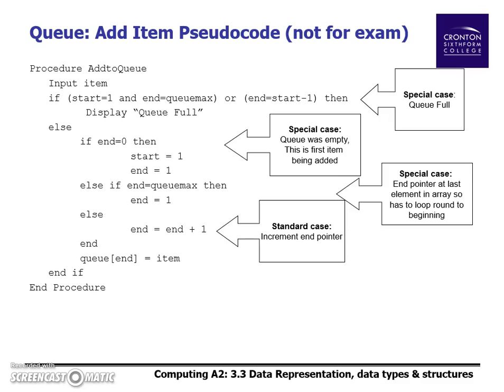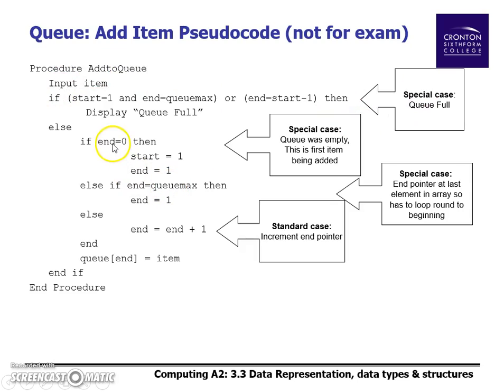Here's some pseudocode for a queue to add an item into the queue. So we've got procedure add to queue. We input the item. If start equals 1 and end equals queue max, or end equals start minus 1, then display this error message queue full. So here we are saying that the queue is full.